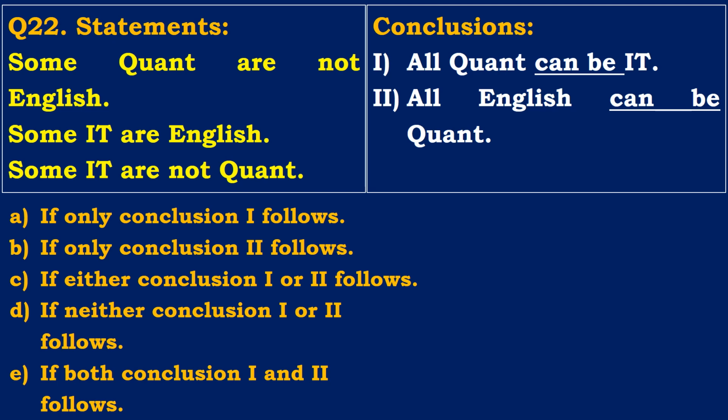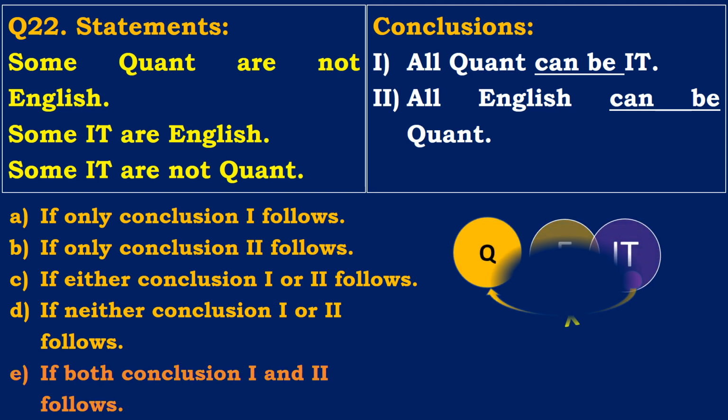Challenge 22. Some quant are not English. Some IT are English. Some IT are not quant. Conclusions: All quant can be IT. All English can be quant. Both conclusions are possible and follow the statements. As a result, both conclusions follow the statement. Hence, option E is the correct answer.